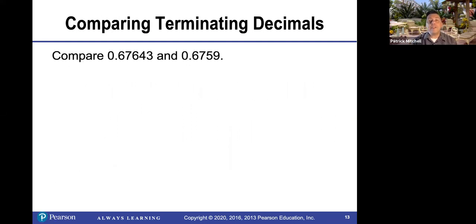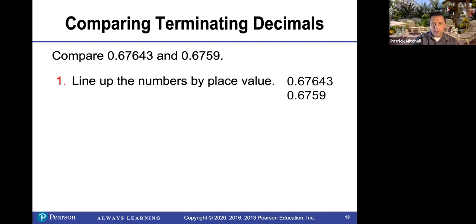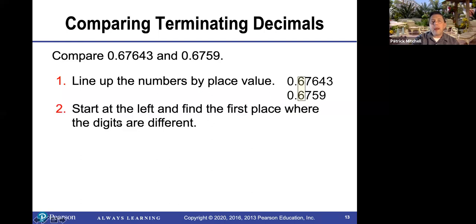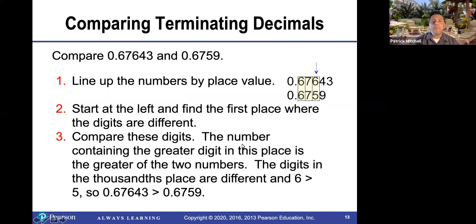All right, so to close out this section, we will compare these two decimals, 67,643 hundred thousandths and 6,759 ten thousandths. So the easiest way to do that is to just line them up by their place value, and then start at the left and find the first place where the digits are different. So that occurs in the thousandths place. So comparing these digits, the number containing the greater digit in this place is the greater of the two numbers. The digits in the thousandths place are different, and 6 is greater than 5.